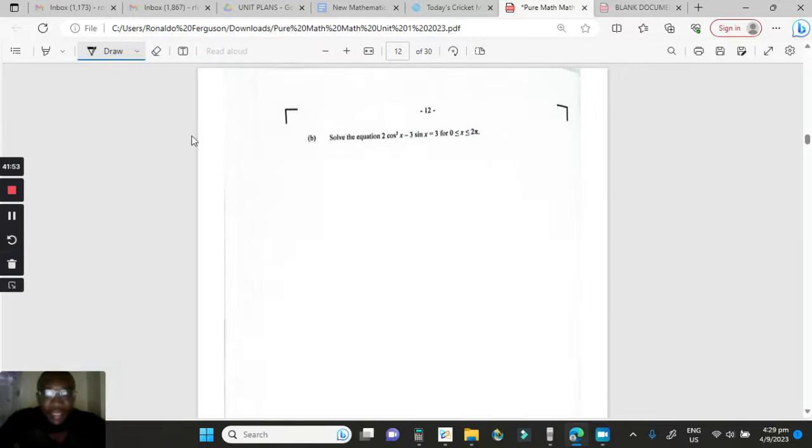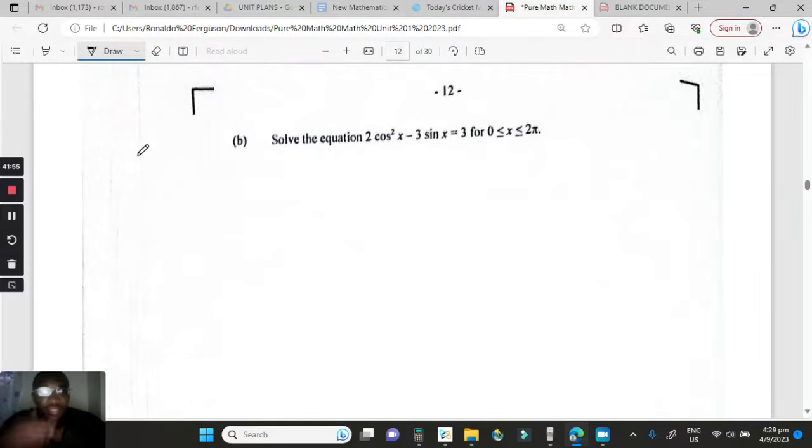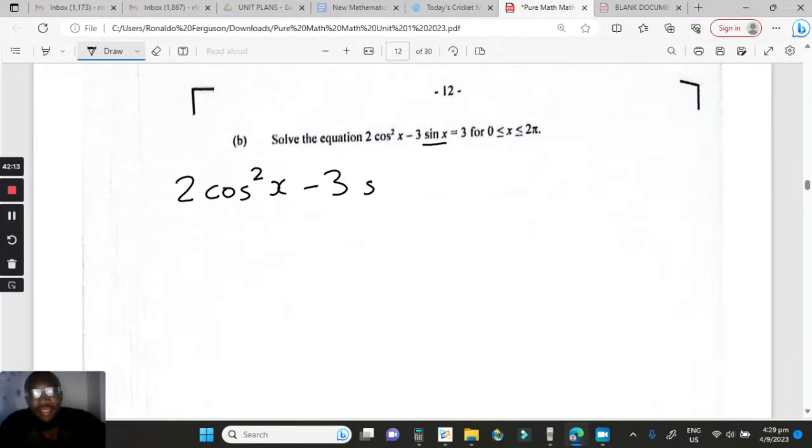The next part, this is an add maths question. Solve this trig equation. Now, anytime you see squares with cos and sine, you need it to be in terms of one variable. Now, since it has sine x here, we're just going to change the cos squared theta to 1 minus sine squared theta. That is all.